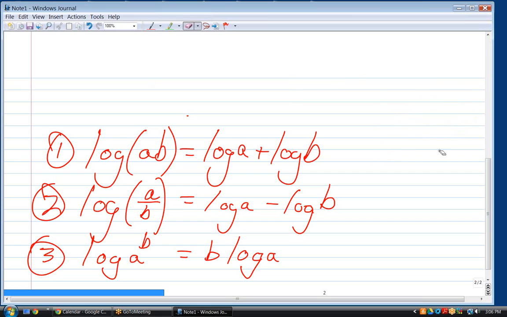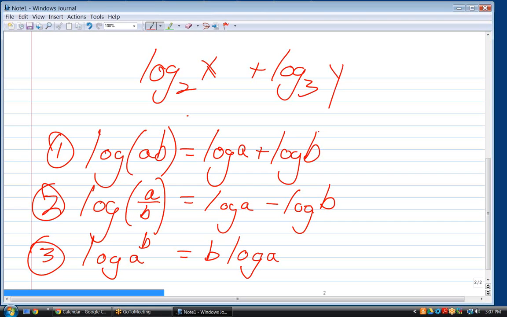Now, these three rules only work if you have the same base. In all of the cases you've given me, you've given me common logs, that's fine. But if I had the log base 2 of x plus the log base 3 of y, I can't do anything with that. I cannot put them together. You can only put them together if it's the same base.